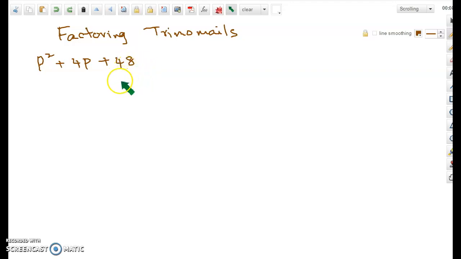When you do that one, always look into the last term, the constant term, which is 48. So what we need to do is find the factors for the 48. To multiply your factors, you need to get 48. When you add or subtract, you need to get the middle term. So that's what we need to look at.